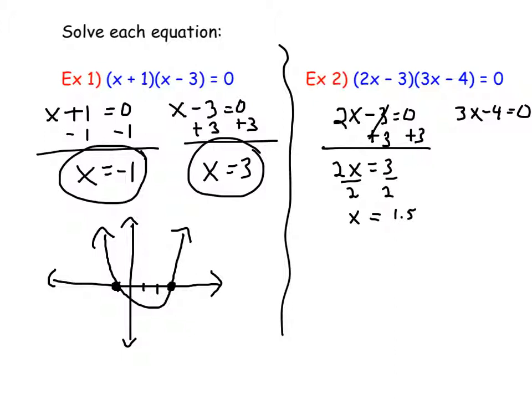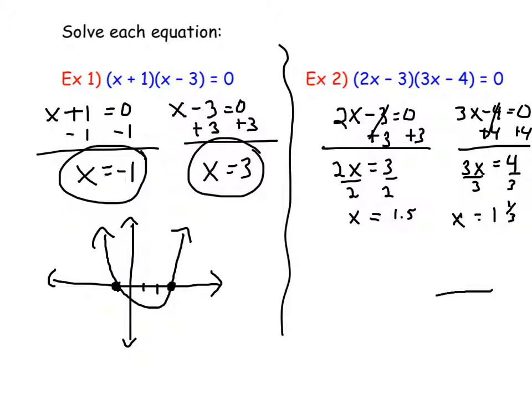On this one, I do the same thing. I'm going to add 4 to both sides. So then when I do that, I get 3x is equal to 4. And then I would divide by 3. So my x over on this side would be 4/3, which is 1 1/3, or 1.3 repeating.